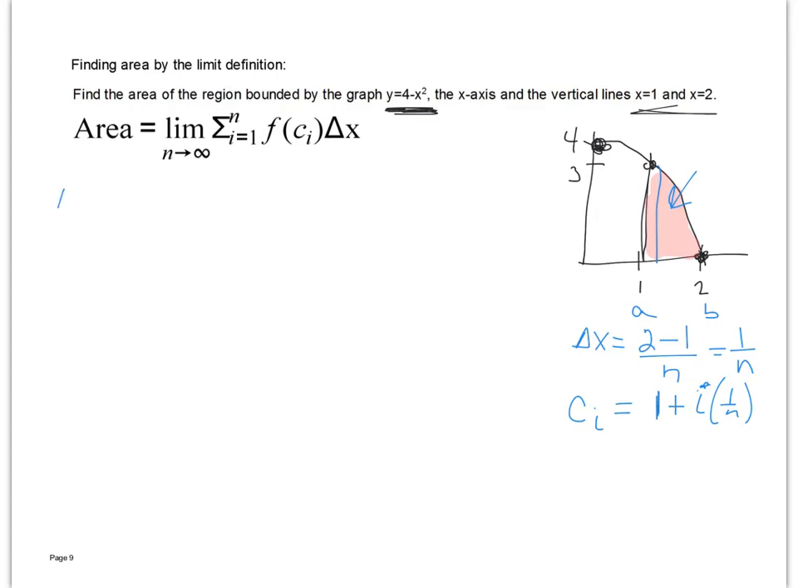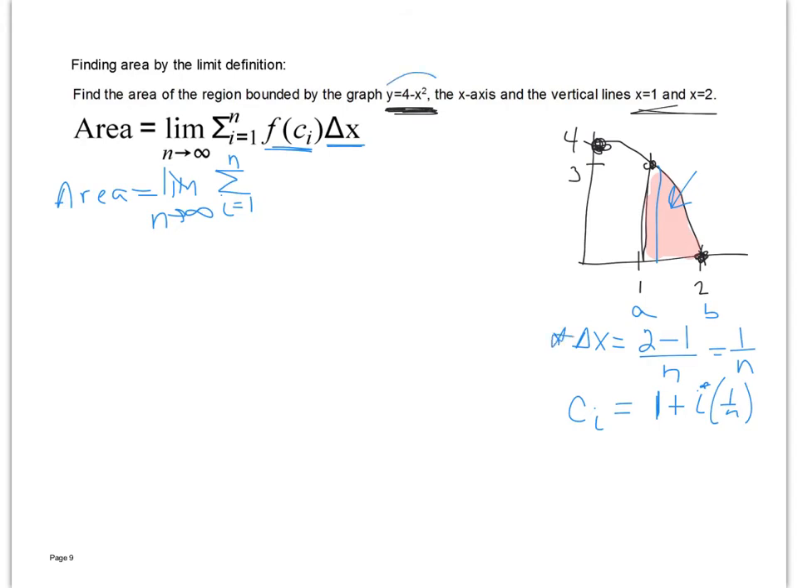Now, our area then, we're going to do the limit as we take our number of rectangles, n is the number of rectangles, to infinity. We're going to add up all those little rectangles from 1 to infinity, because n is going to infinity. And we have to do our heights of our rectangles and our widths of our rectangles. Our width, we said, were 1 over n.